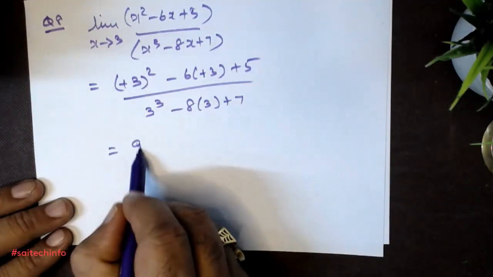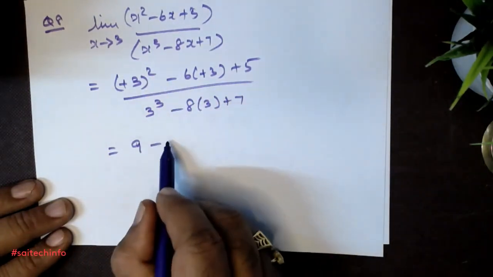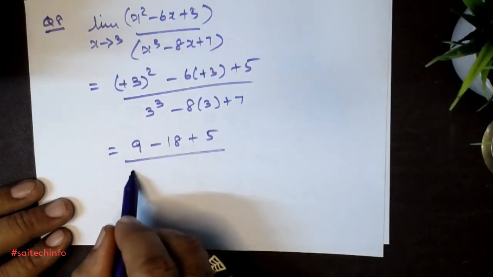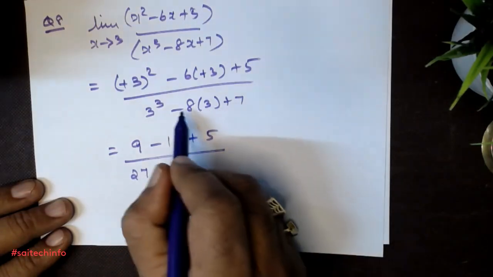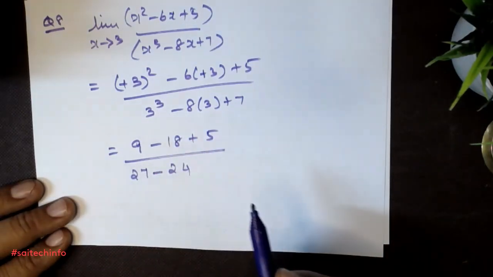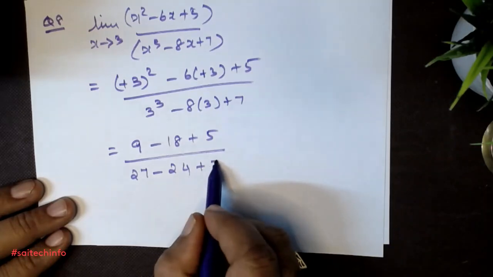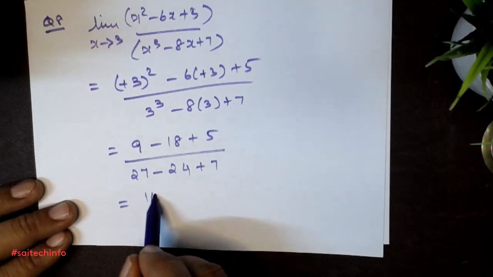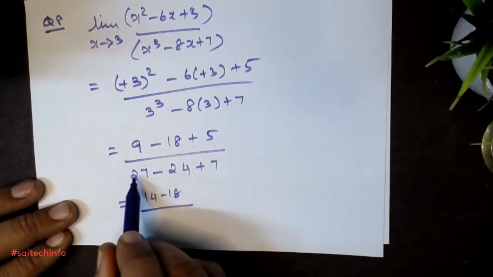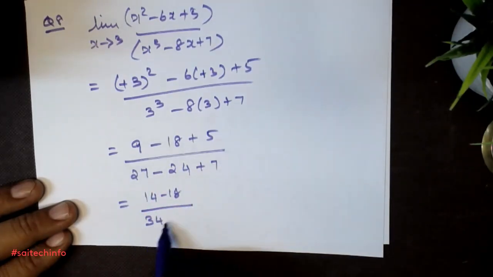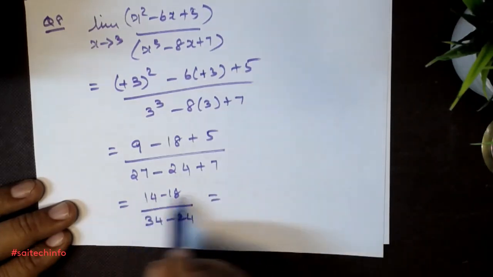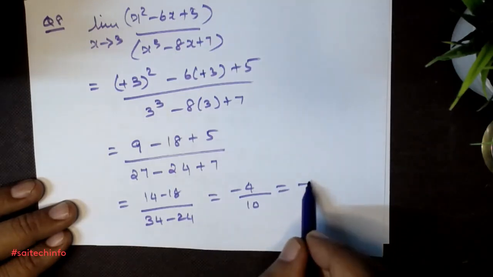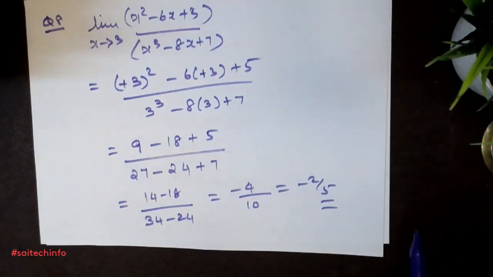3 3s are 9 minus 18 plus 5. 27, this one 24 plus 7. That is equal to 9 plus 5, 14 minus 18, and 27 plus 7, 34 minus 24. So minus 4 divided by 10. That is minus 2 by 5.